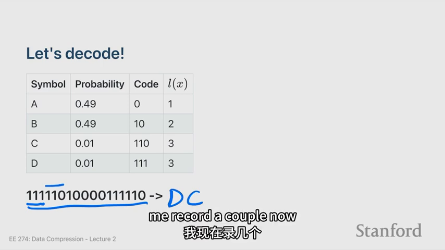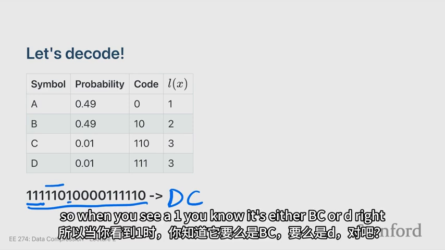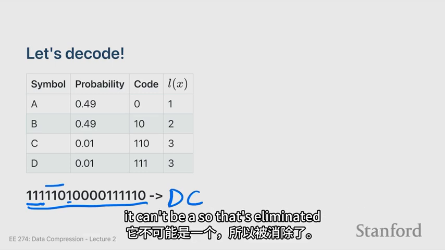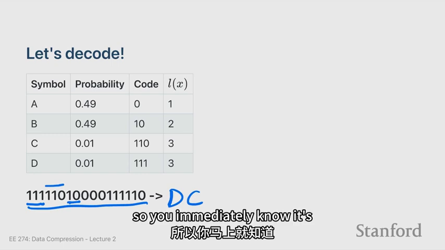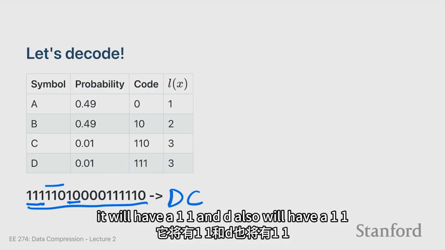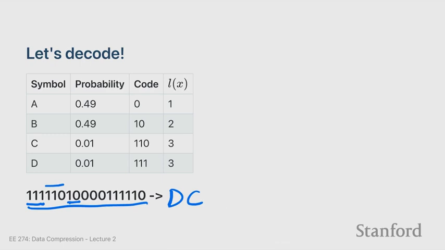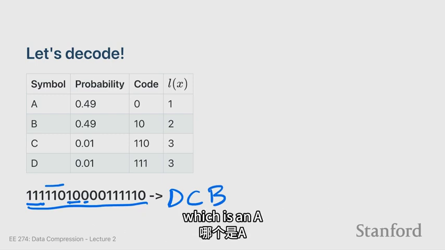Let me decode a couple now. So after this you have 1. When you see a 1, you know it's either B, C or D. It can't be A, so that's eliminated. And then you see a 0. So you immediately know it has to be a B, because if it was a C, then it would have a 1, 1, and D also would have a 1, 1. So it has to be a B. Okay. And then you see a 0, and you know only one code word starts with a 0, which is an A, and so on.